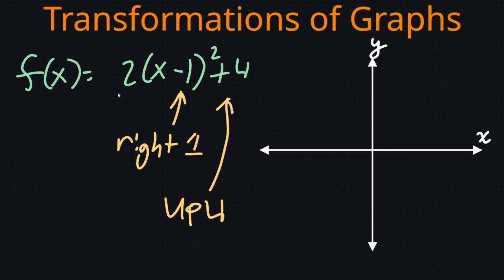And lastly, there's something new here. This 2. This is not adding and subtracting. This is multiplying. So adding, subtracting moves it left, right, and up, down. Multiplying is going to be a stretch or a shrink. What is dilation? So either stretching or shrinking the graph. And in this case, because it's on the outside, it's going to do what I expect. It's going to stretch the graph.